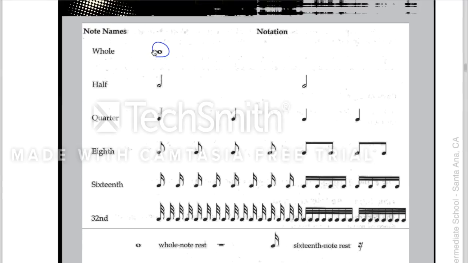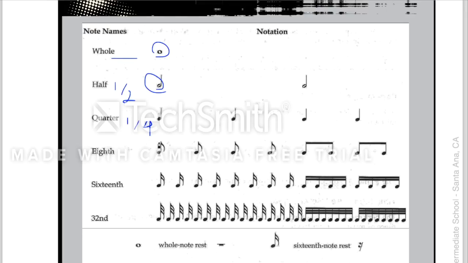Here's the whole note right there, okay? There's the half note. Do you see how it's an open oval? There's a quarter note, so that's a 1/4. So this is 1/2 of a whole. This is a quarter, right? That's supposed to be a 4. So you can see the difference is that this is not shaded in, and the quarter note is shaded in.